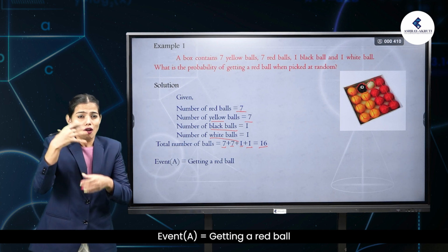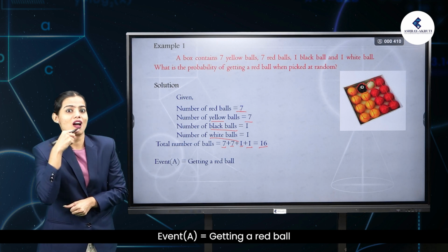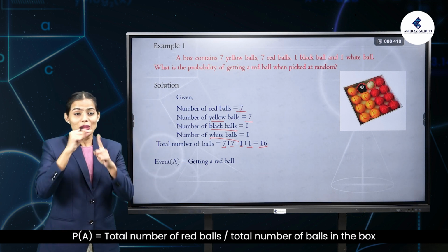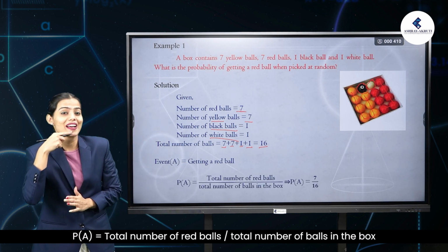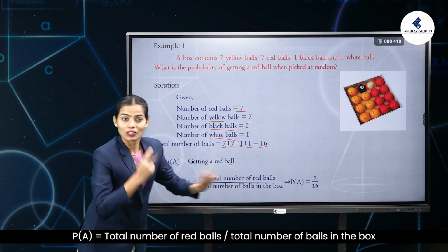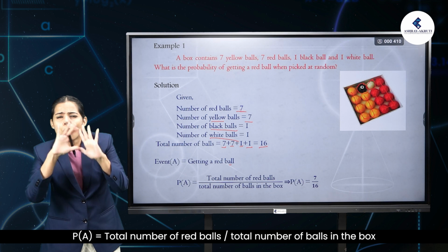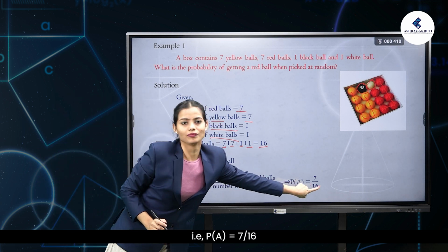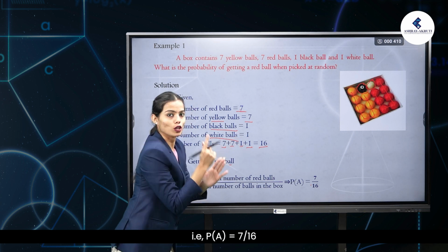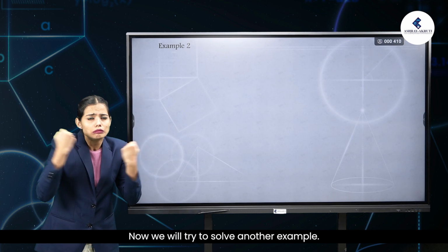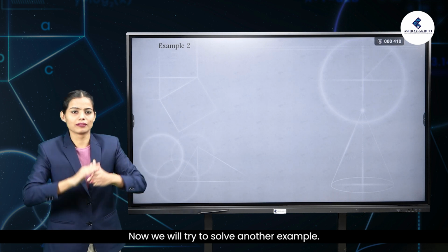Event A is equal to getting a red ball. P of A is equal to total number of red balls by total number of balls in the box. P of A is equal to 7 by 16. Now we will try to solve another example.